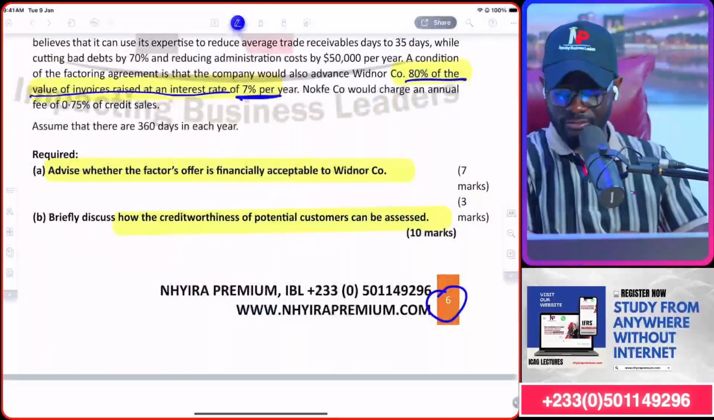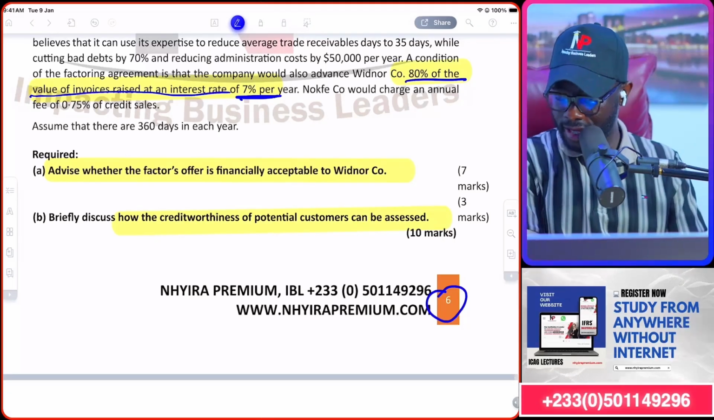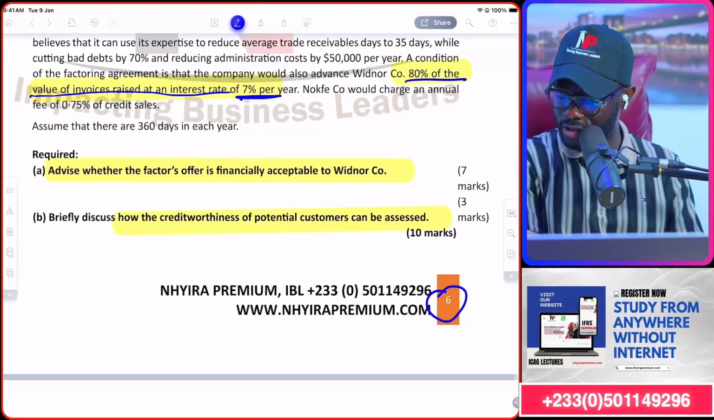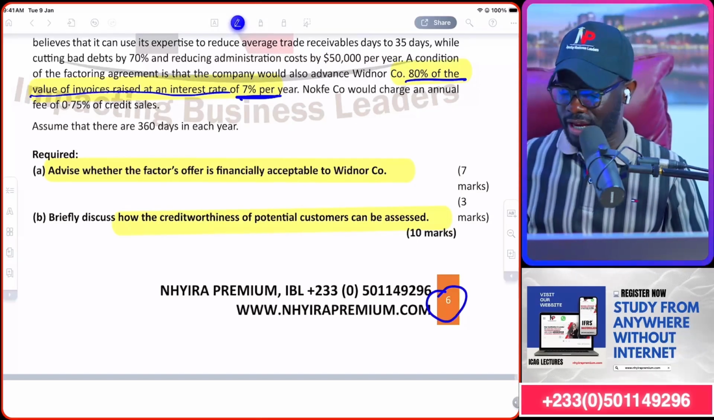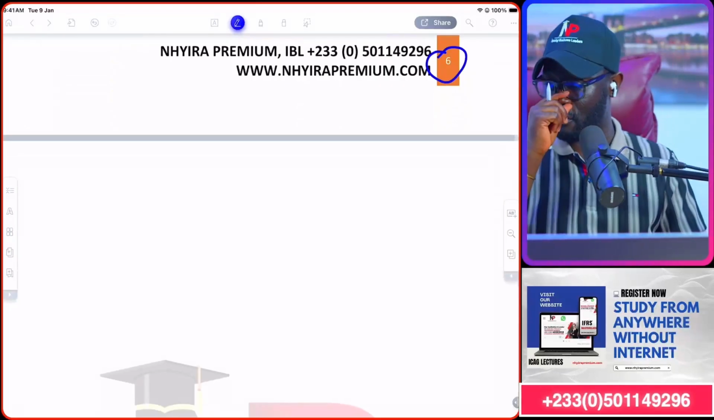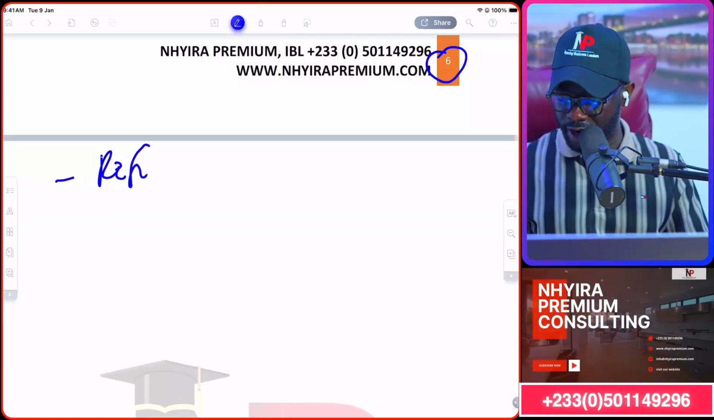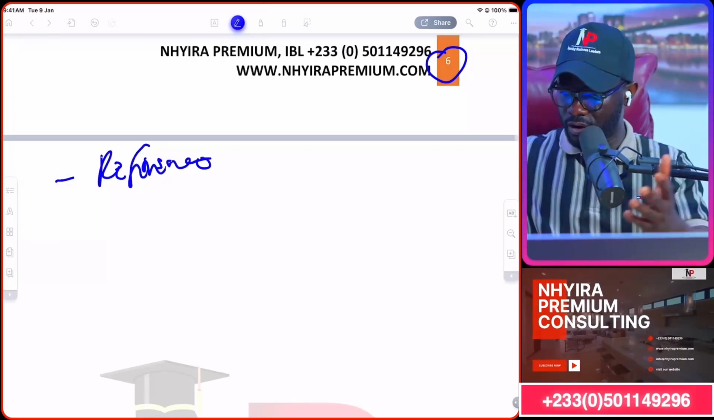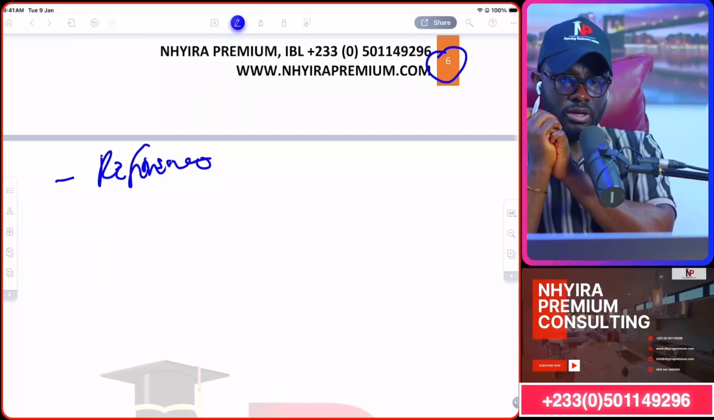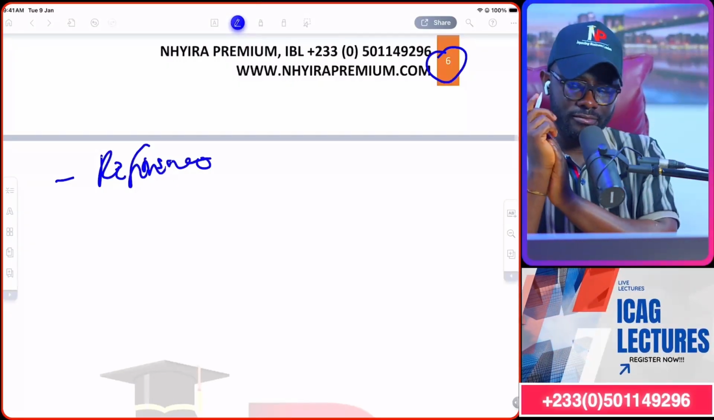That's the answer there. Then the final part is the B aspect of the question. It says, briefly discuss how the creditworthiness of potential customers can be assessed. Now, there are various ways that we can assess creditworthiness of customers before we sell to them on credit. Certainly, you want references, okay? So, references from their previous places of doing business. We'll be interested in that.